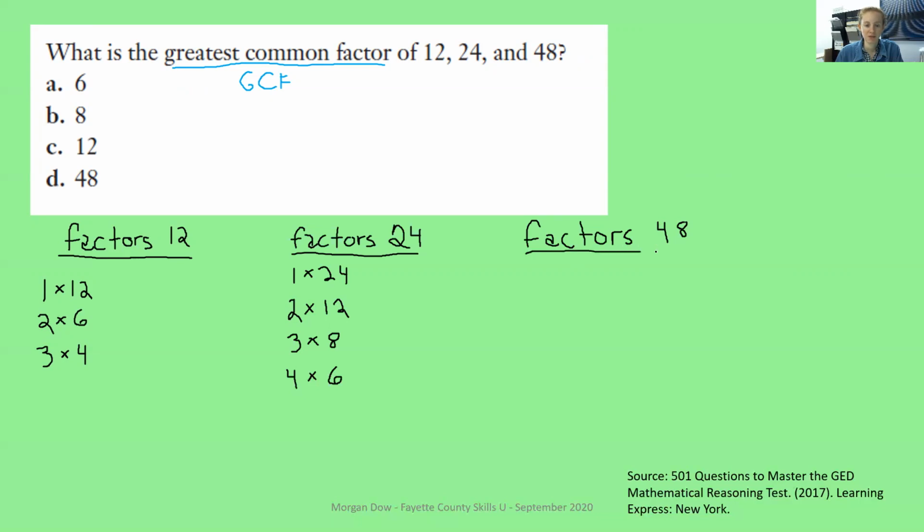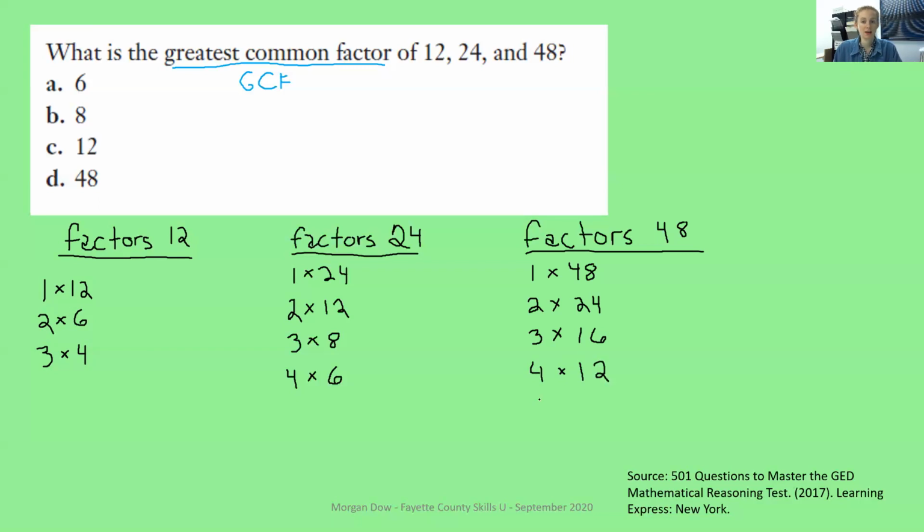So we're going to work through the same exact process. 1 times 48. 2 times 24. 3, will 3 go into 48? 3 times what is 48? 3 times 16 is 48. What about 4? 4 times 12 is 48.